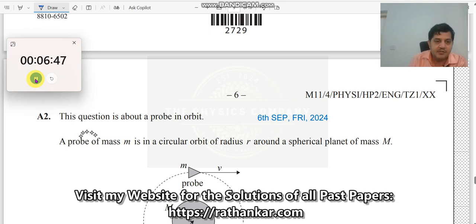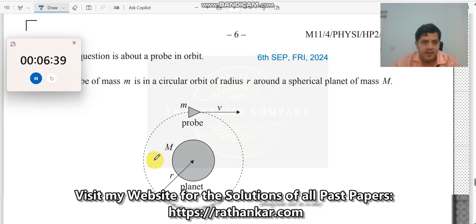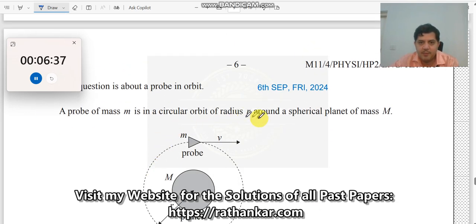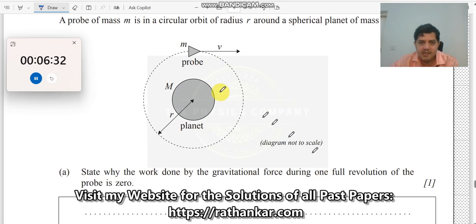Okay. So this question is about a probe in orbit. So it is about circular motion. The question is for 7 marks. I have taken 7 minutes to solve this. A probe of mass m is in a circular orbit of radius r around a spherical planet of mass M. So there is a planet and there is a probe which is now moving with a velocity v.